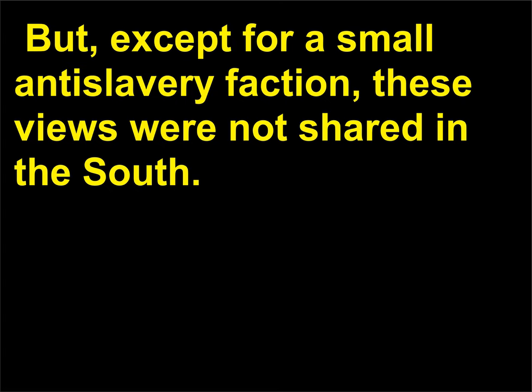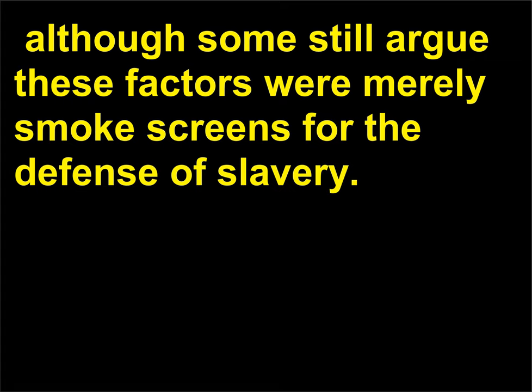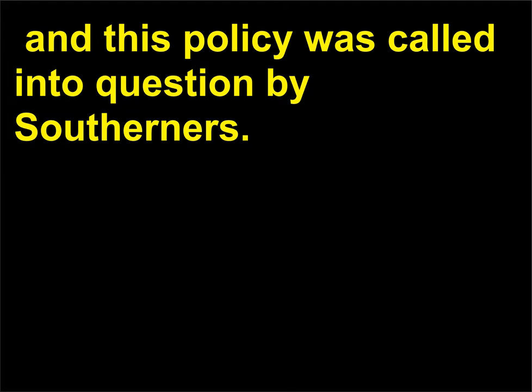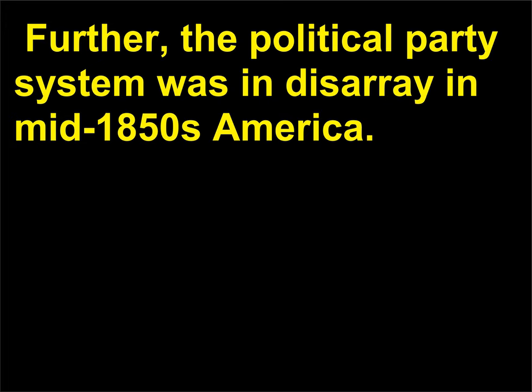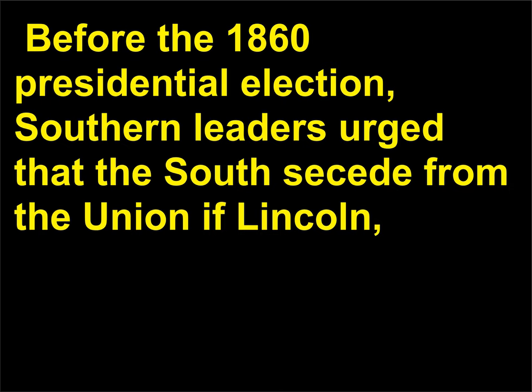There were other factors that contributed to the Declaration of Secession and the formation of the Confederacy, although some still argue these factors were merely smoke screens for the defense of slavery. Disputes between the federal government and the states had limited the power of the states, and this policy was called into question by Southerners. Further, the political party system was in disarray in mid-1850s America. The disorder prompted feelings of distrust for the elected politicians who set national policy. Before the 1860 presidential election, Southern leaders urged that the South secede from the Union if Lincoln, who had publicly taken a stand against slavery, won.